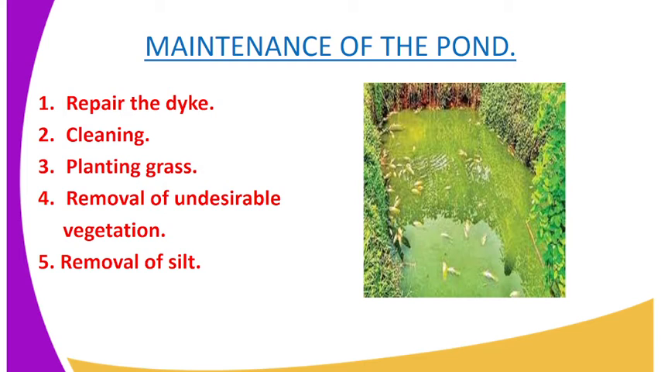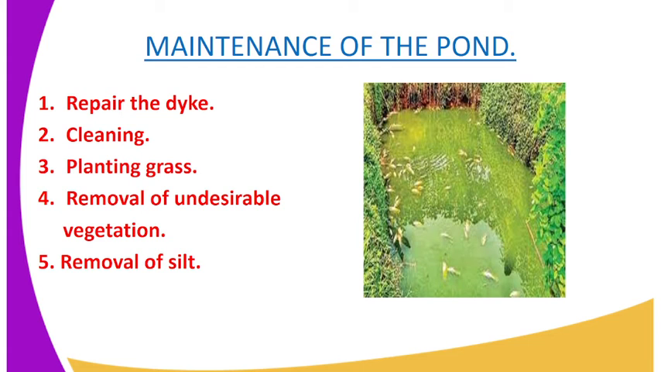Then the next one, you're supposed to clean the fish pond. That is, after harvesting and draining all the water, you remove any foreign material which might be present in the fish pond. Then planting of grass. The planting of the grass should be done on the dike, so that it can reduce the rate of soil erosion. Then the fourth maintenance is the removal of undesirable vegetation. Undesirable vegetation may be poisonous vegetation, which might end up poisoning all the fish once they are consumed. Then we have the removal of silt, because siltation is one of the main problems during fish farming.